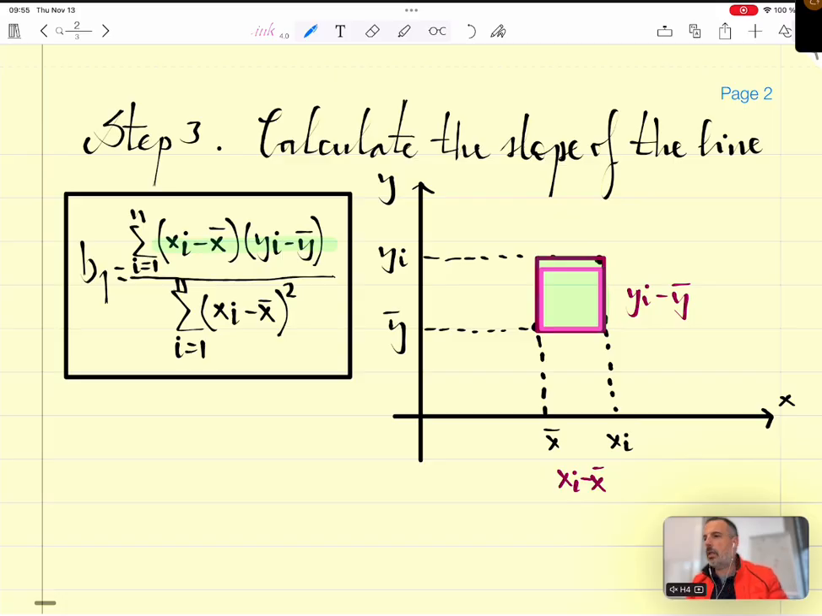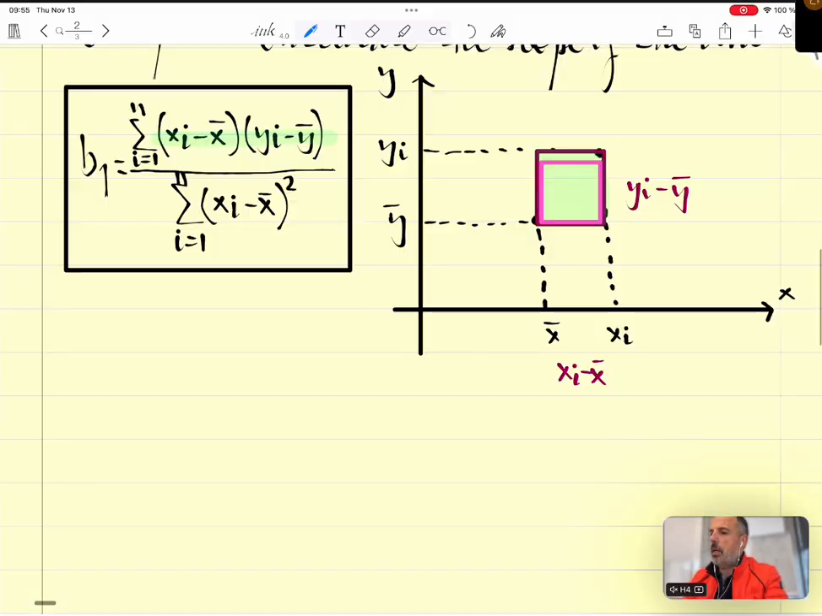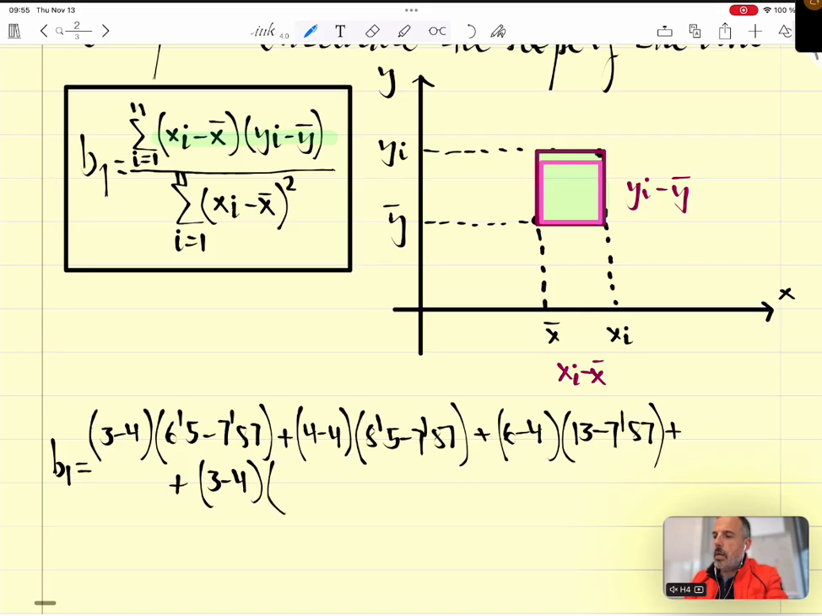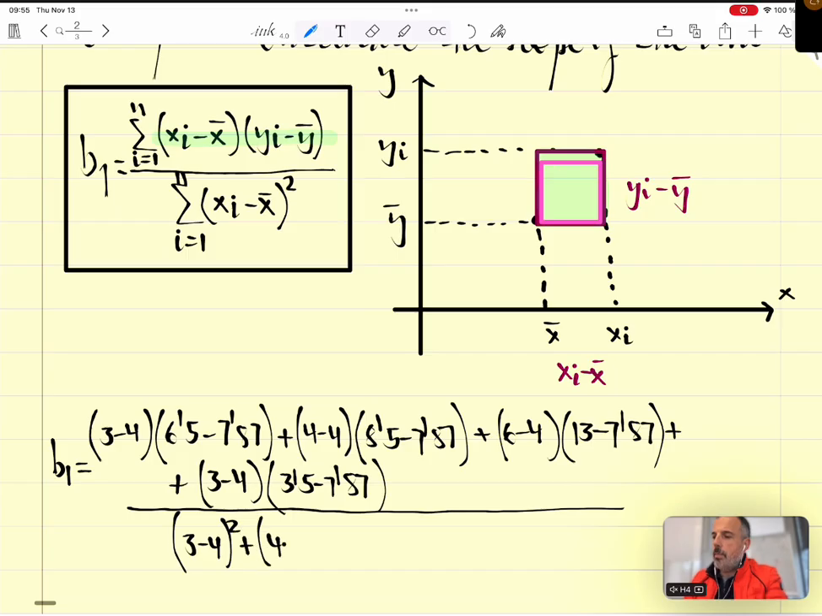So when we do this equation now for our data, we have 3 minus 4 times 6.5 minus 7.87 plus 4 minus 4 times 8.5 minus 7.87 plus 6 minus 4 times 13 minus 7.87 plus 3 minus 4 times 3.5 minus 7.87, divided by 3 minus 4 squared plus 4 minus 4 squared plus 6 minus 4 squared plus 3 minus 4 squared. This equals 4.83.